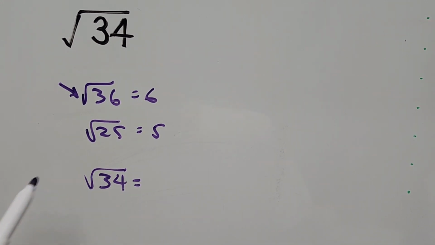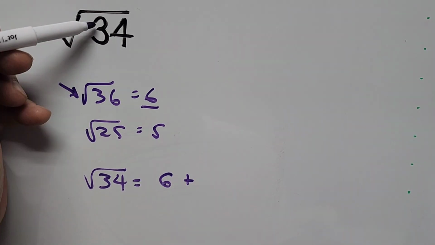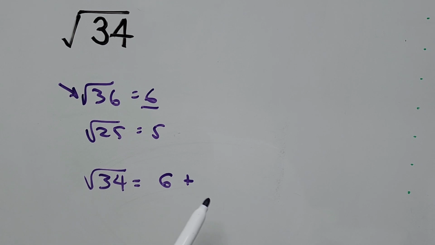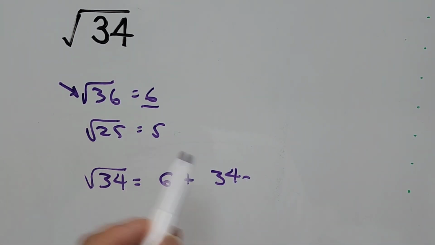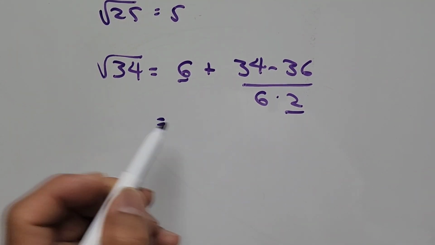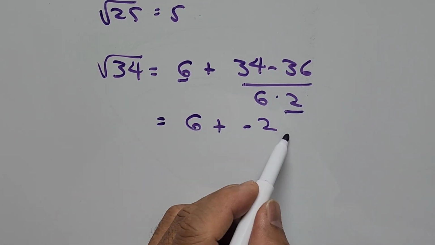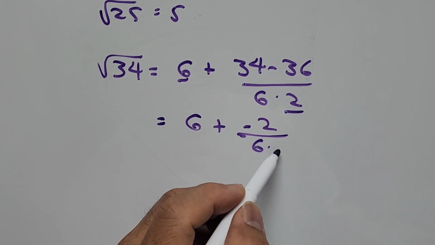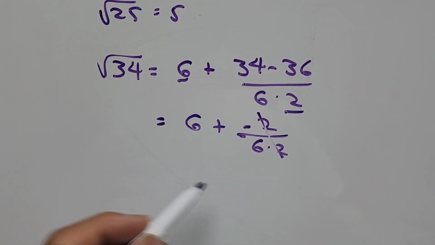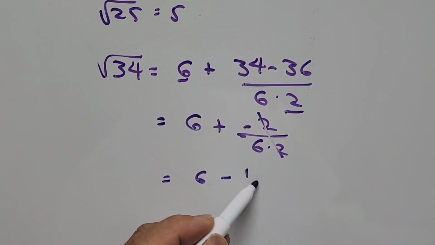That is equal to, we'll be using this number as base number. So we have 6 plus the difference of these numbers right here, 34 and 36. So we have 34 minus 36 divided by the base number, 6, times 2. That's always times 2. Simplify the fraction. So we have 6 plus 34 minus 36, that's minus 2 or negative 2, divided by 6 times 2. Cancel 2, so we have 6 minus, since this is minus right here, so minus 1 over 6.